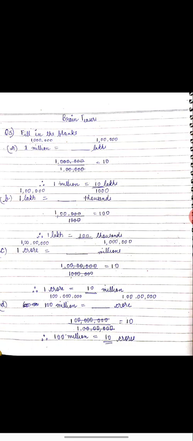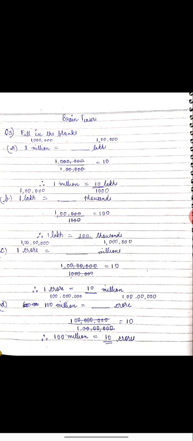So now, to find how many lakhs make a million, whichever number is on the left hand side, you will write that number on the top. What is on the left hand side? 1 million. So you will write 1 million on top, and below it you will write whichever number is given on the right. What is on the right? 1 lakh. So on the top you will write 1 million. Below you will write 1 lakh. Just the way you do in fractions, right? So now look here carefully.